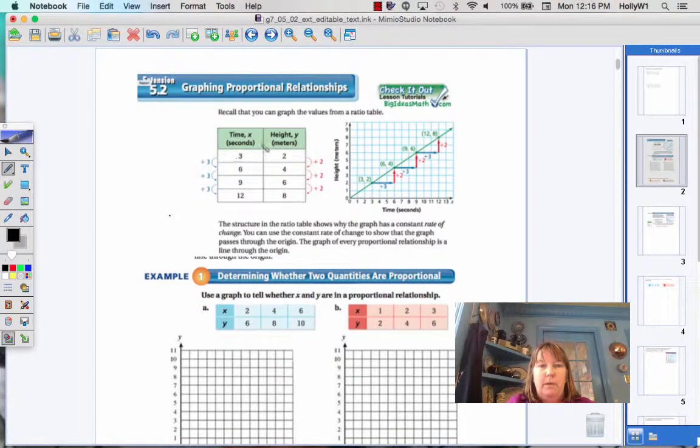So here we have a table of time compared to height. Time is in seconds and height is in meters. And if you look, you'll see that it's 3 to 2, 6 to 4, 9 to 6, 12 to 18.